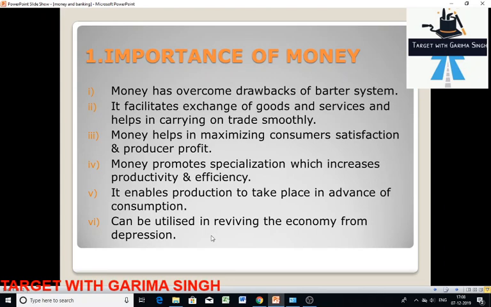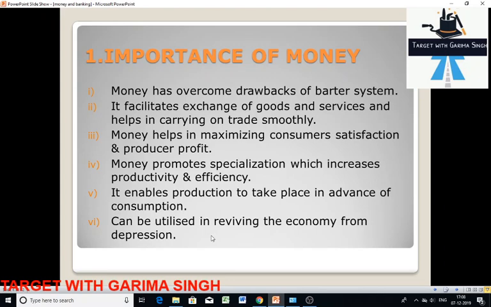What is the importance of money? Money occupies a unique position in a modern capitalist economy. In its absence, the whole prosperous economic life would collapse like a pack of cards. The advantages or uses of money can be best understood by considering the system in which money is absent.